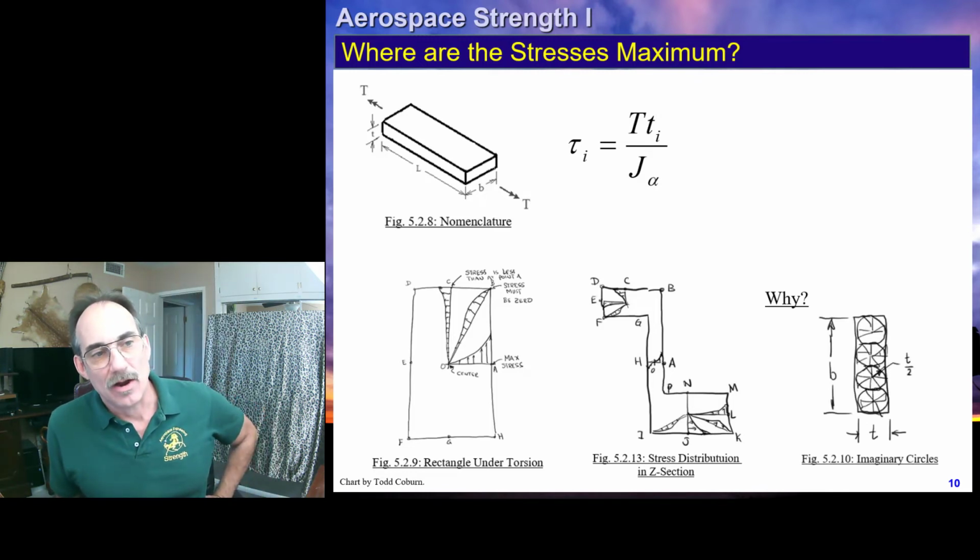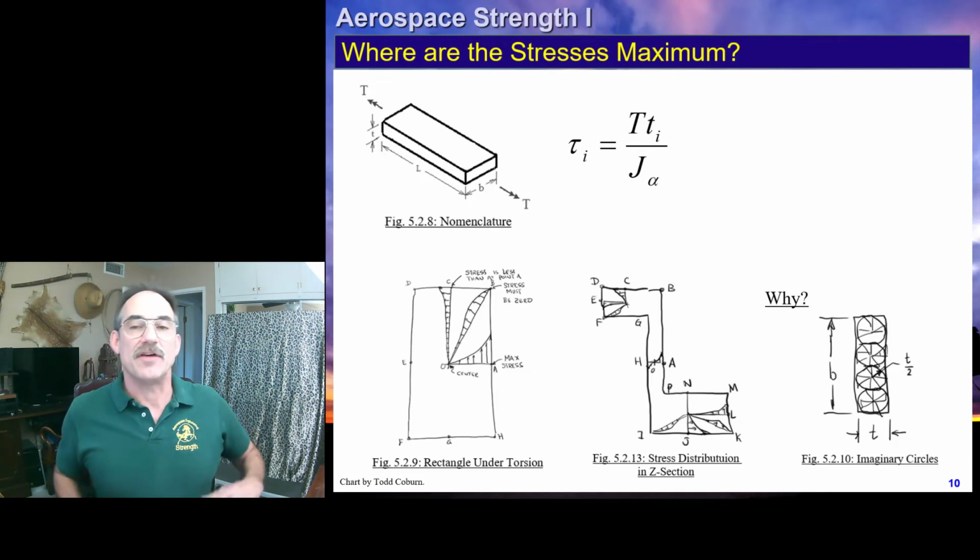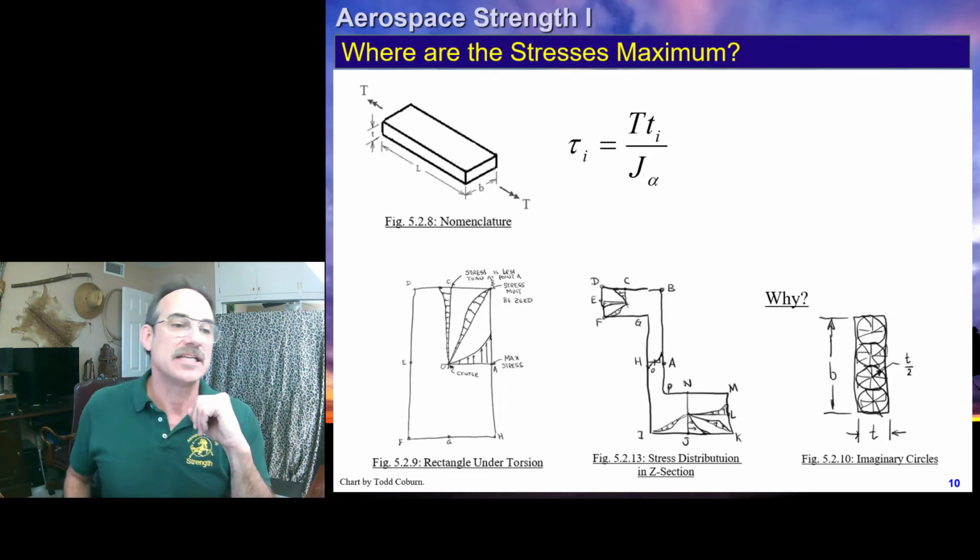And this is showing our little analogy of these little balls, these little round sections. We can see this middlemost one will have the most torque carried, and the further away we get, the less we have.